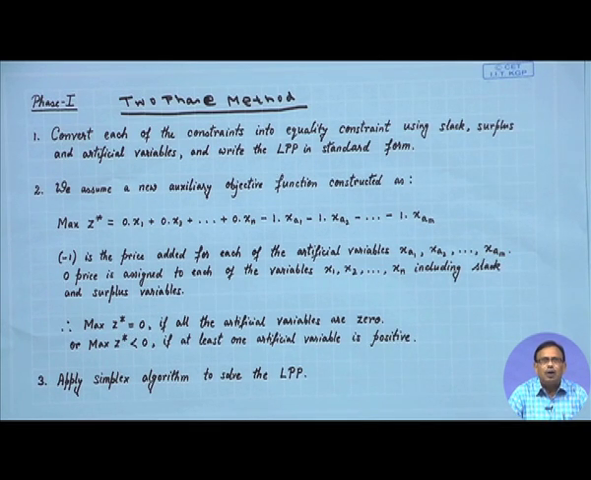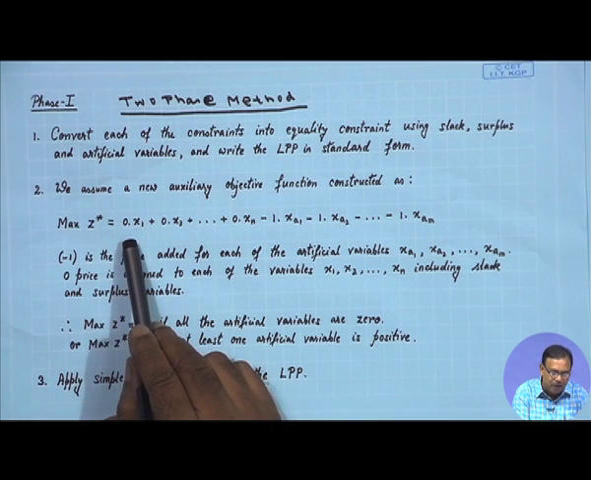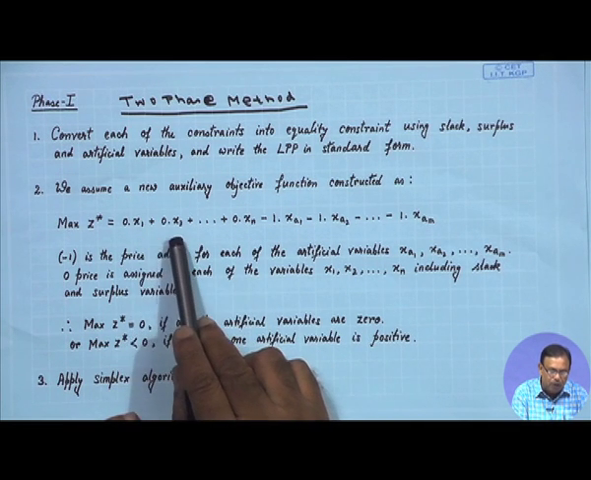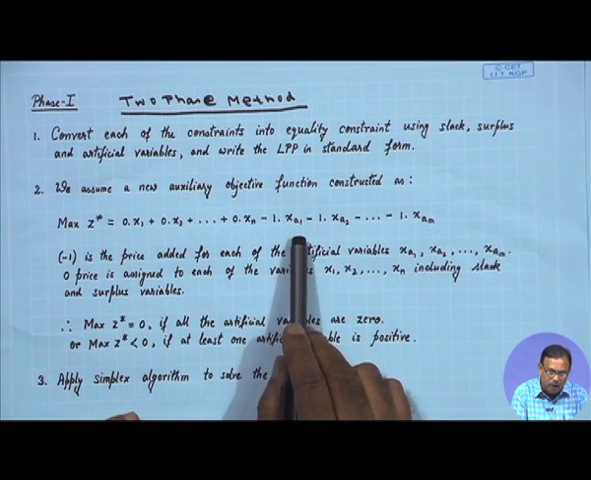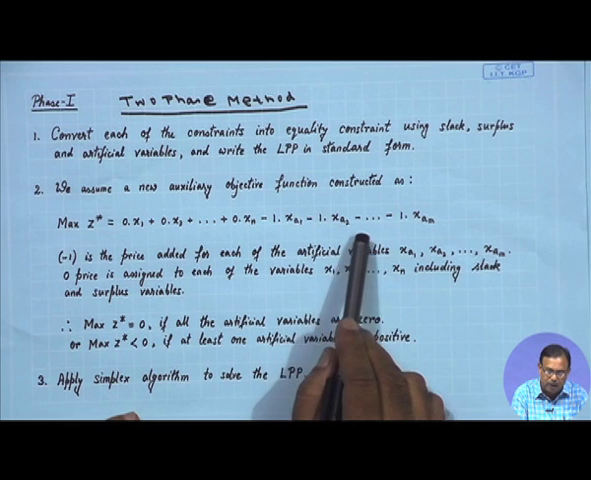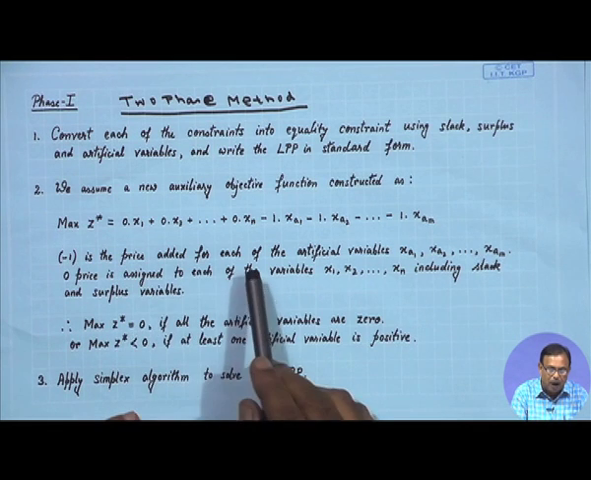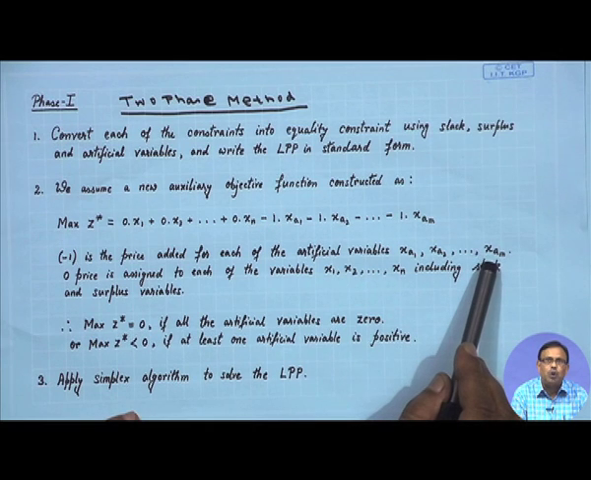Step 2 is, we assume a new auxiliary objective function. Here we create this auxiliary objective function. If you see, it is maximize z star equals, as I told, for all the variables 0 into x1, 0 into x2, like this way, 0 into xn, minus 1 into xa1, minus 1 into xa2, minus 1 into xam, where minus 1 is the price added for each of the artificial variables.